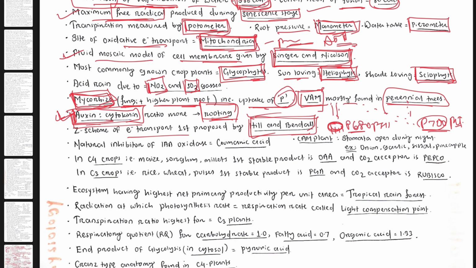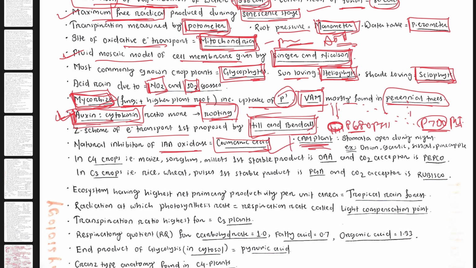So basically in the Z scheme, what happens? Photolysis happens, then electron movement happens, like cyclic movement and non-cyclic movement. The natural inhibitor of indole acetic acid oxidase is coumaric acid. Natural inhibitor of IAA oxidase, that is coumaric acid.